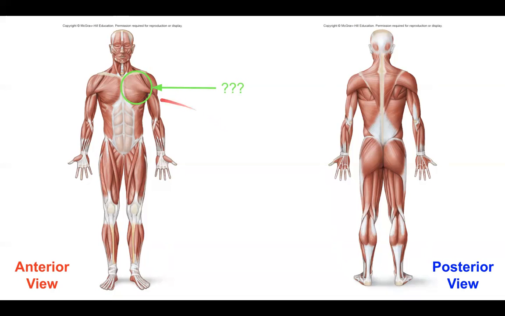Our first muscle here is right here in the chest, very large muscle. As you can see, it attaches up here to the clavicle, over here to the sternum and some of the ribs, and then it comes over here and attaches to the humerus. Okay, so what is the name of this muscle? And hopefully you said the pectoralis major.